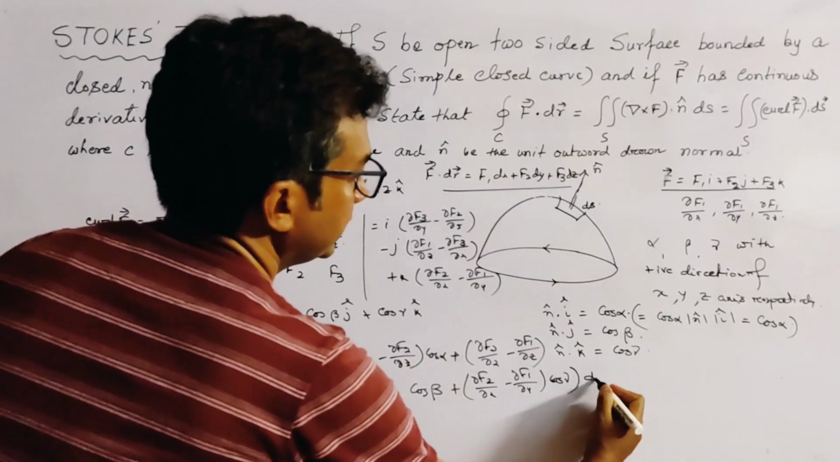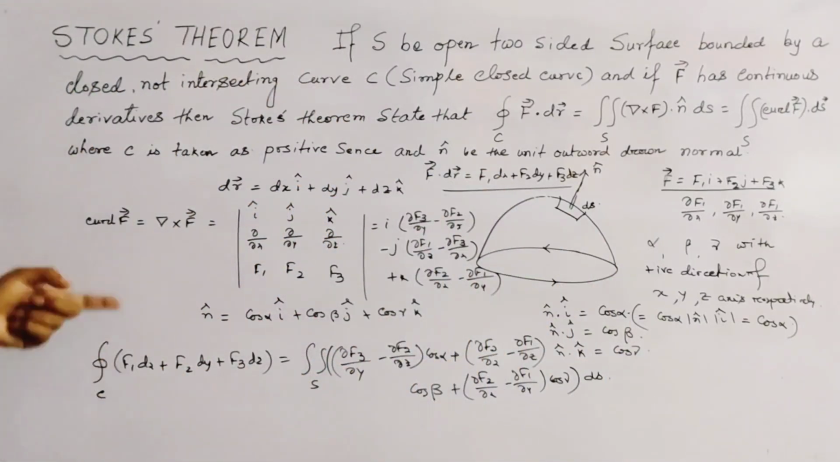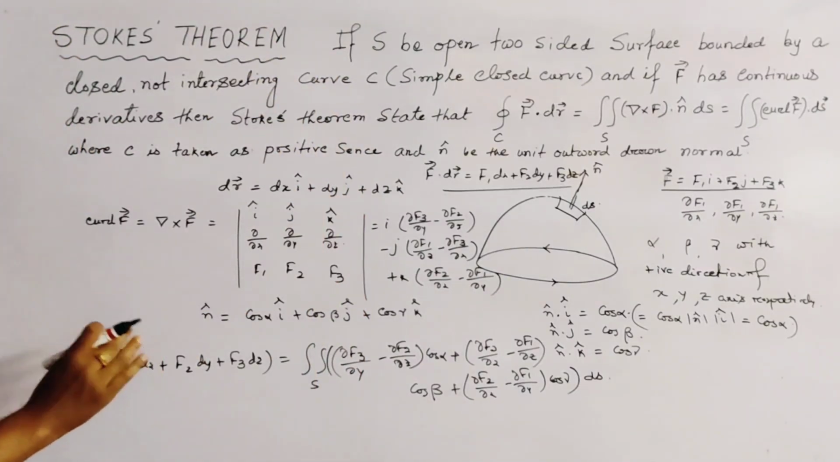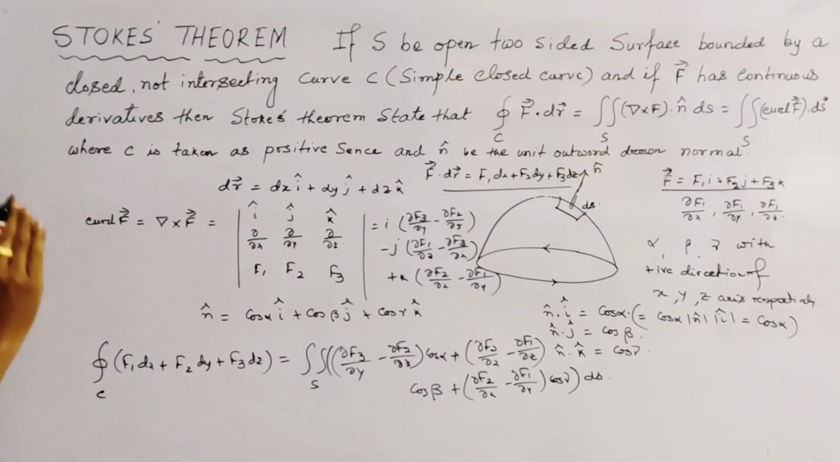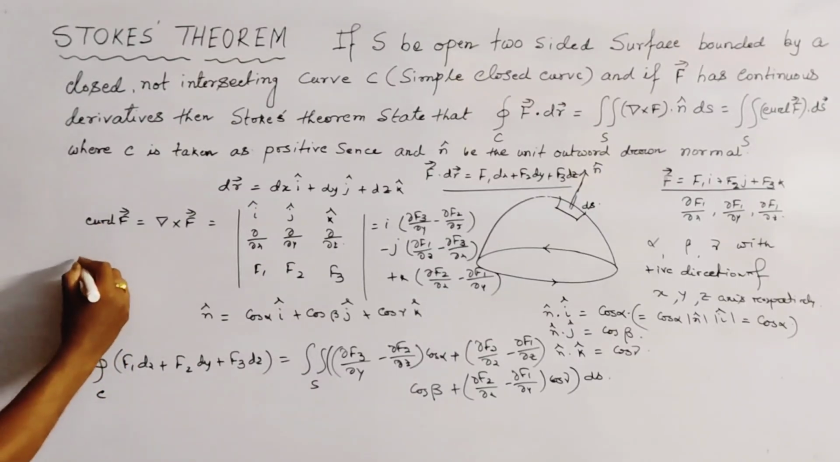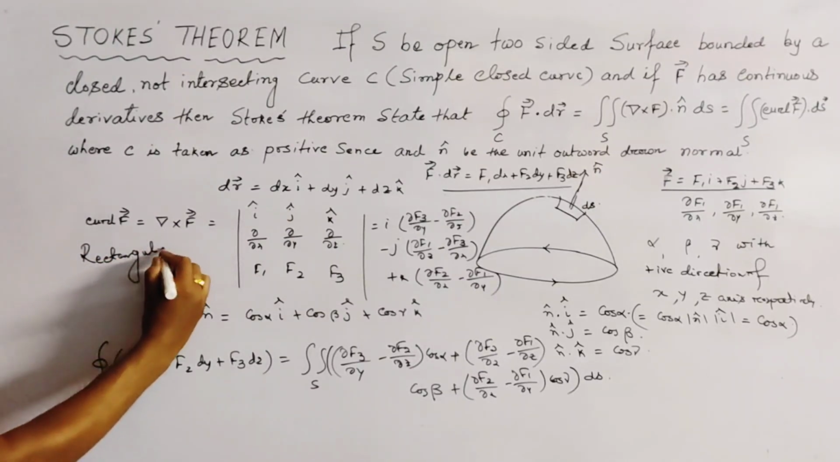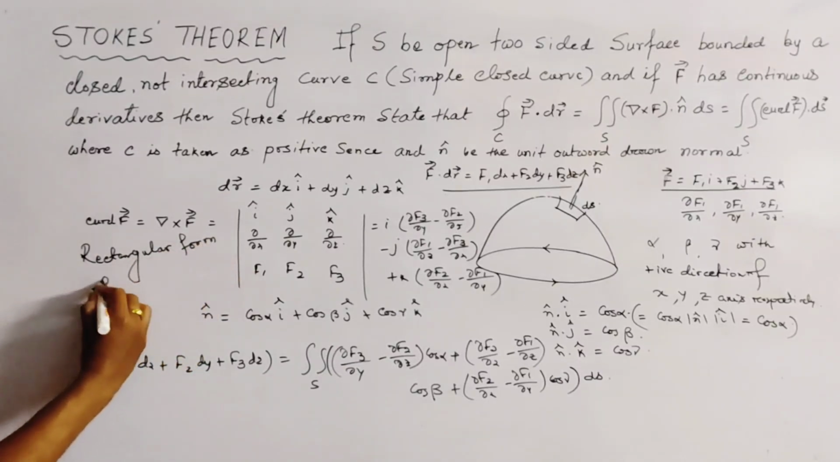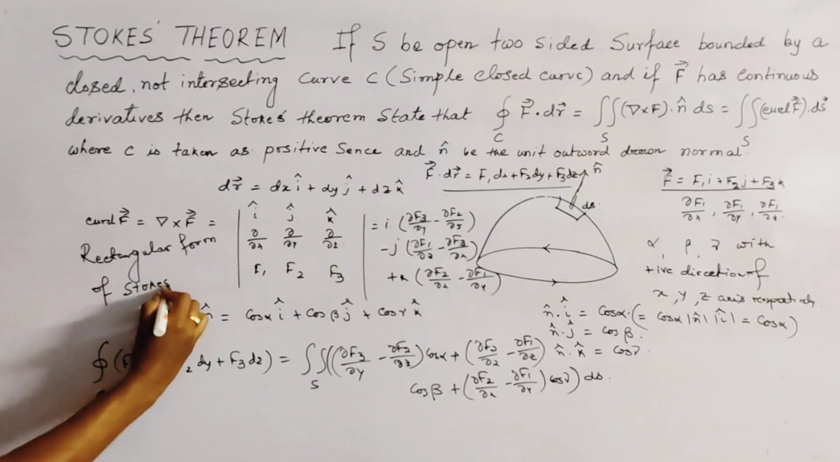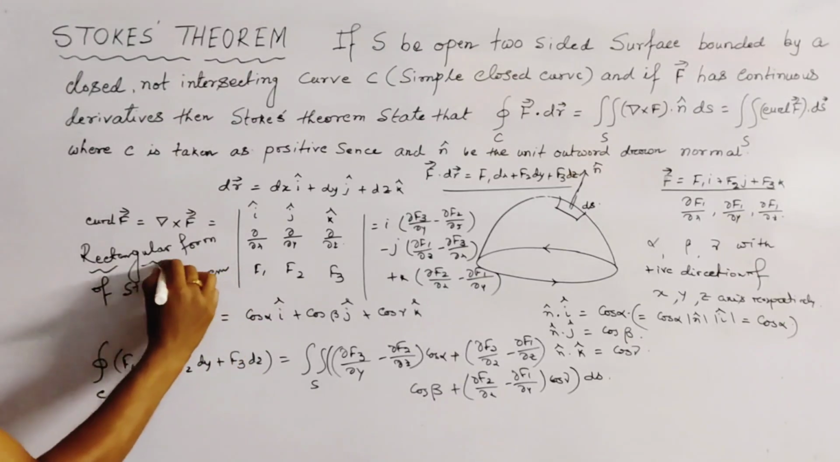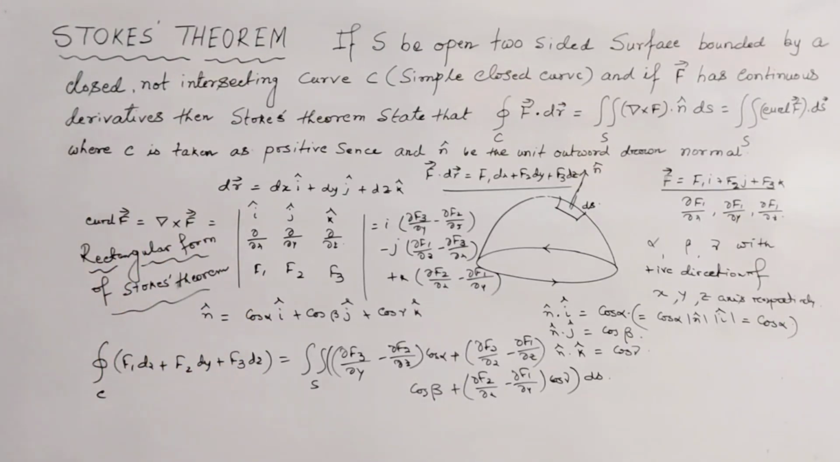And this is dS. This is another form of Stokes theorem. We get this result from Stokes theorem directly by putting the value of F and n. This Stokes theorem is called the rectangular form of Stokes theorem.